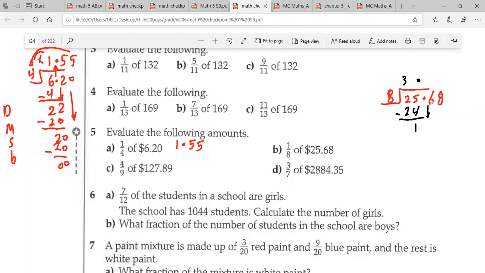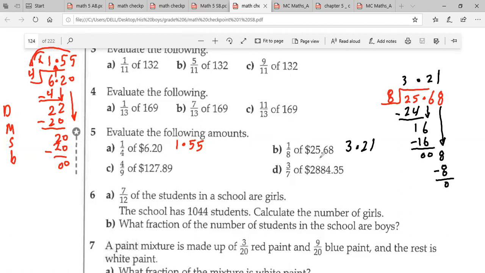And drop 6. 16 will be 2. 2 multiplied by 8, 16. Subtract and drop 8. Then 8 divided by 8 is 1. By 1, multiply, we get 8. Subtract, we get 0. Here is the answer: 3.21. Here is the first answer.